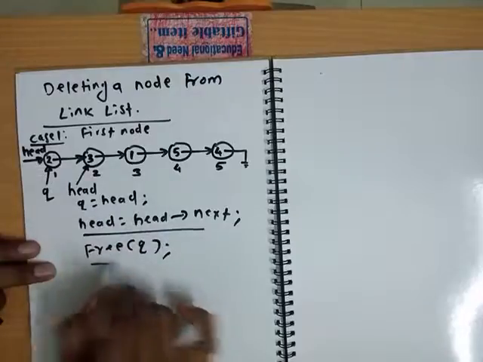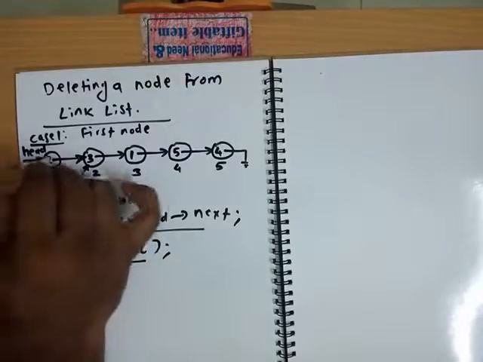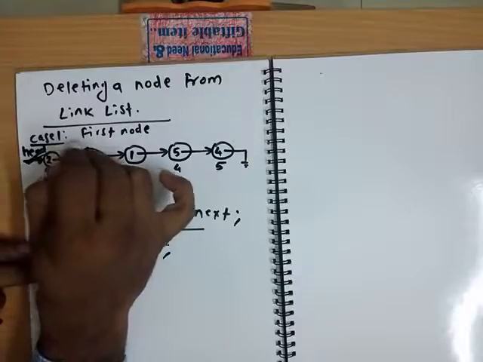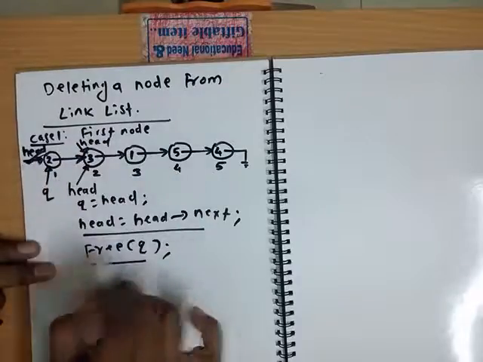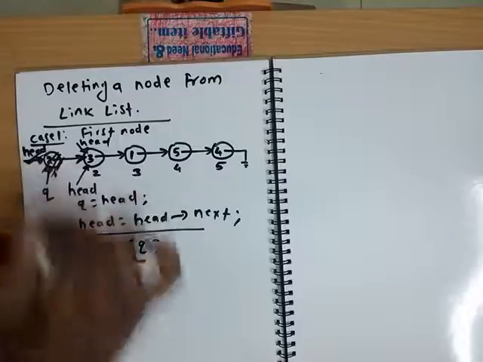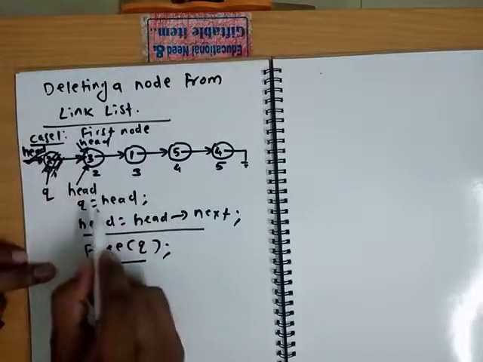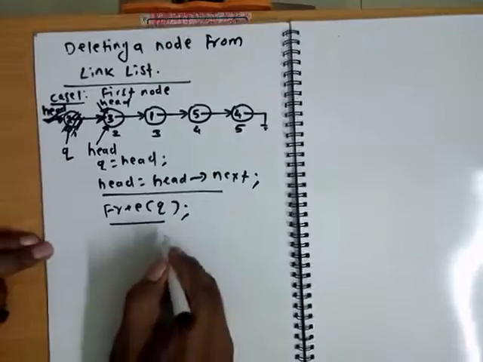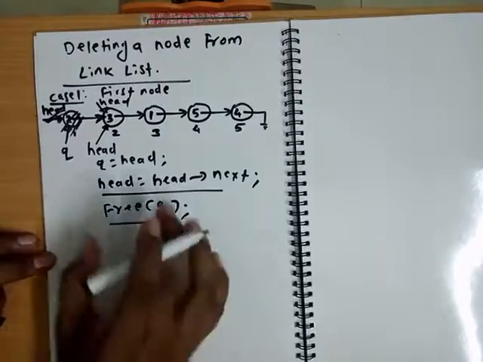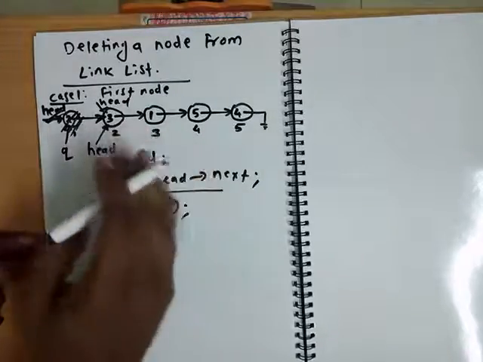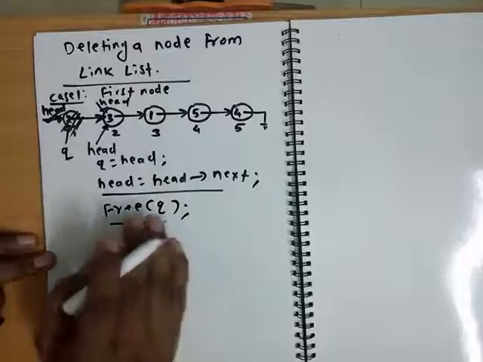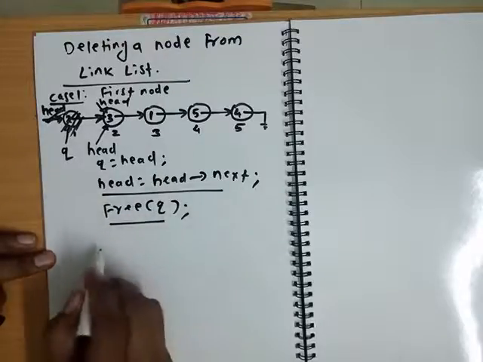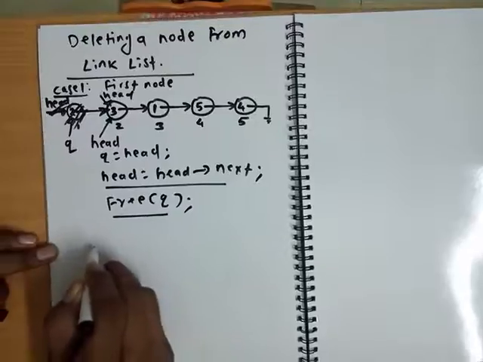Because the head pointer has already moved from here to here, the memory will be released. Thus the first node gets deleted. Now in the other case, if I'm asked to delete some node which is in the middle, or at a position other than the first position, let's see how to delete that node.